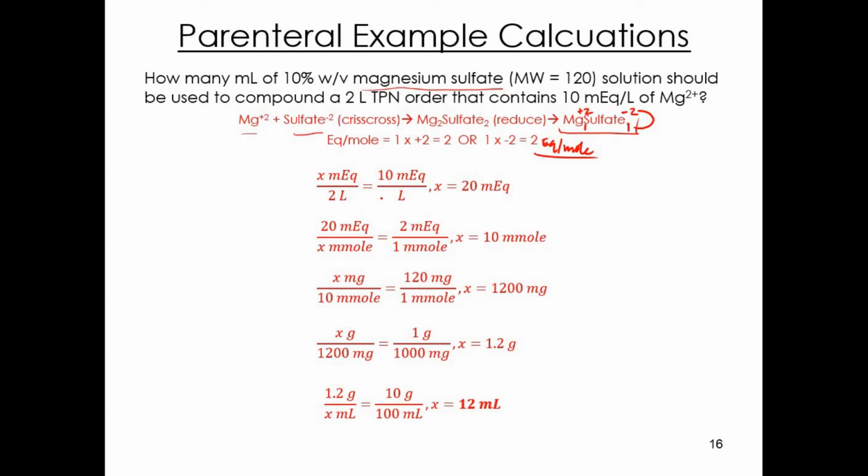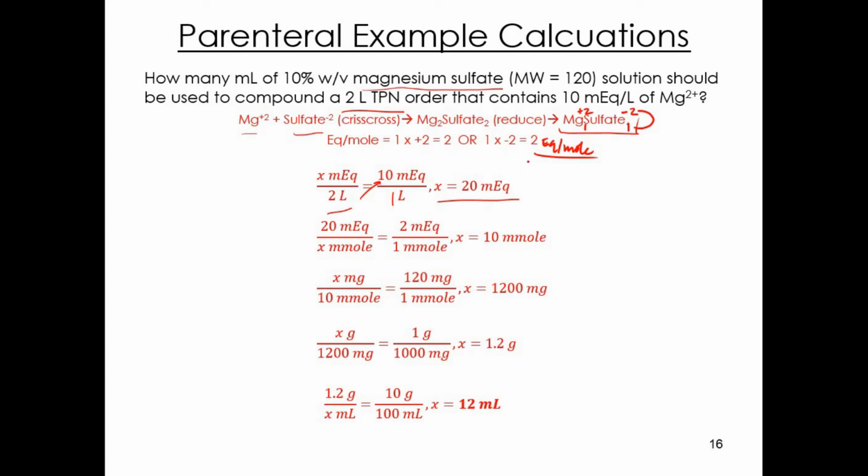So if the order contains 10 milliequivalents per liter, how many milliequivalents are in 2 liters? So we have a 2-liter TPN. We need to scale it up from 1 liter to 2. After cross-multiplying, we see that we have 20 milliequivalents in the TPN.